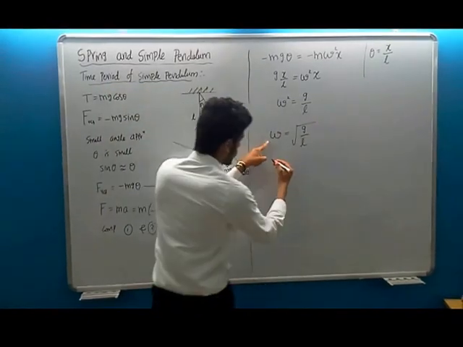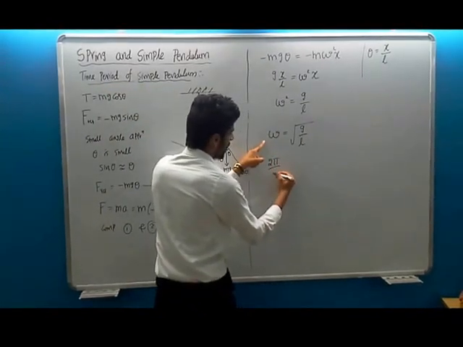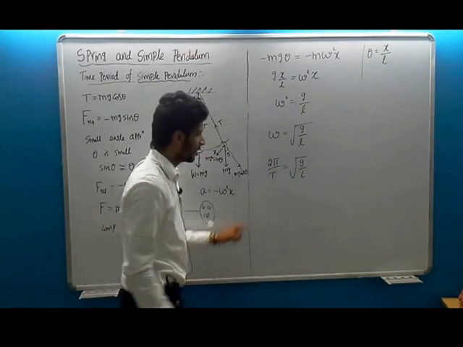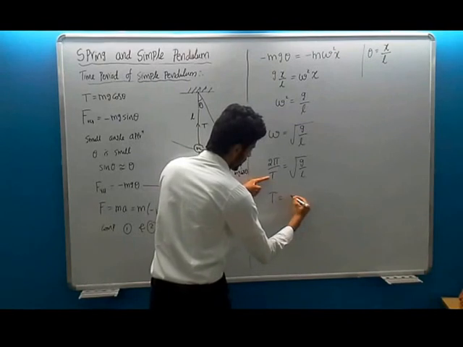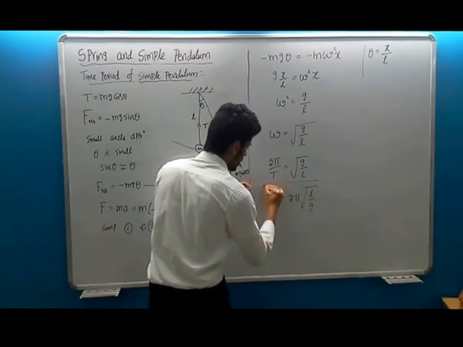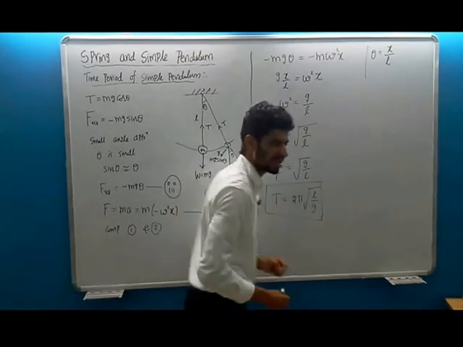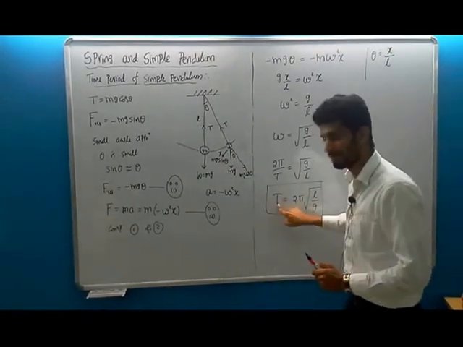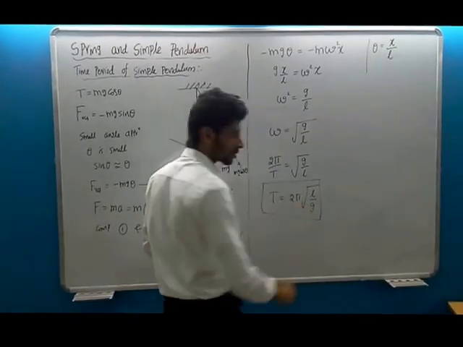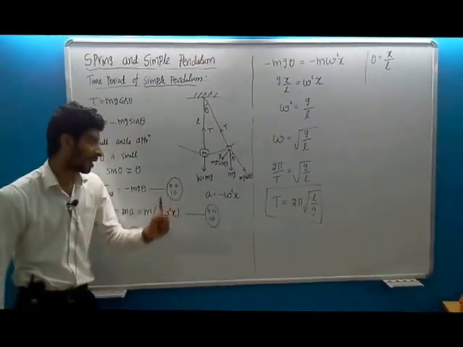So I have to write this omega in terms of time period: 2 pi by T is equal to square root of g by L. I want to have an expression for T, which is 2 pi times square root of L by g. One of the wonderful equations in physics, which is the time period for simple pendulum, which is 2 pi square root of L by g. Now what matters?